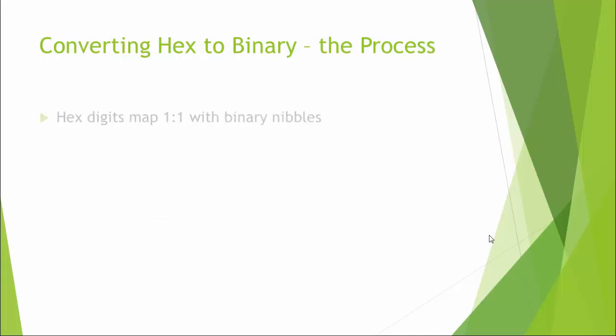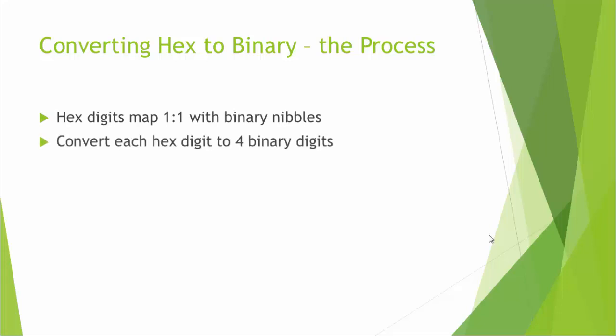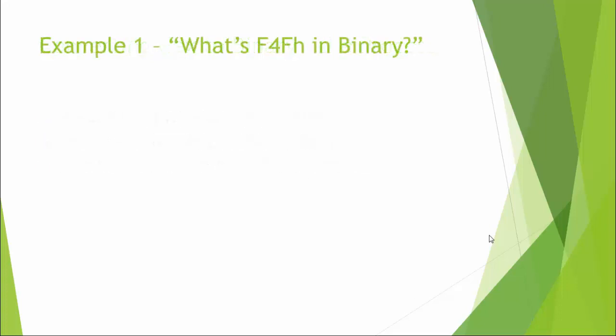Now once you can do this, since the nibbles map 1 to 1 with hex digits, all you have to do is create a binary nibble for each hex digit in your system. And just be careful about the order. The order of the numbers is extremely important. So let's try an example.